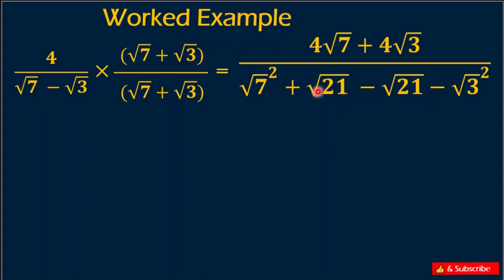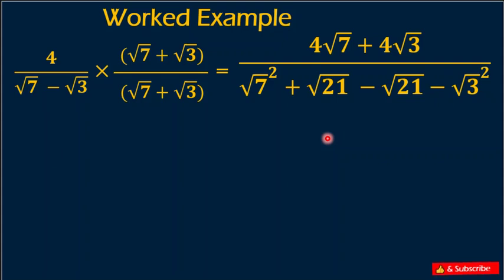7 times 3 is 21 under the square root. Now we take this one, negative root 3 times root 7 is negative root 21, and then negative root 3 times 3 root 3 gives negative root 3 squared. And that is why we have this expression here.